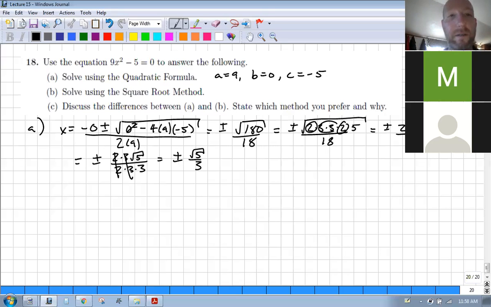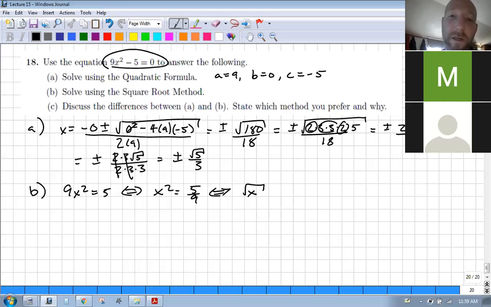So that's using the quadratic formula. Root method: let's add 5 to both sides. Divide by 9. Square root both sides. Absolute value of x is the square root of 5/3. So x is plus or minus the square root of 5/3.